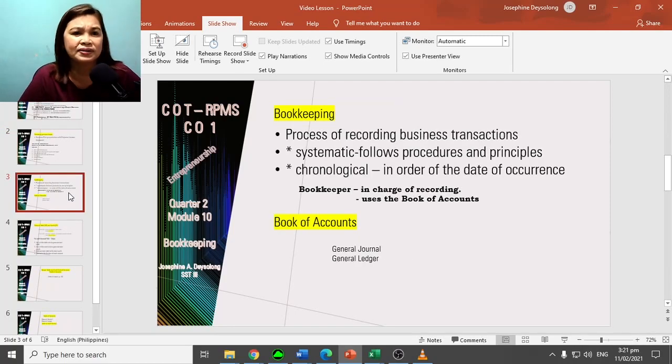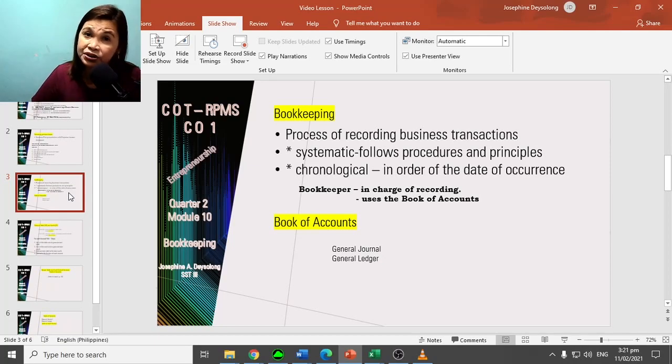Now, first of all, let's start with the question, what is bookkeeping? Bookkeeping here is a process of recording business transactions. It is called systematic, meaning it follows procedures and principles. It is also chronological, meaning in order of the date of occurrence. So for example, if today is February 11, our transaction starts with February 11.